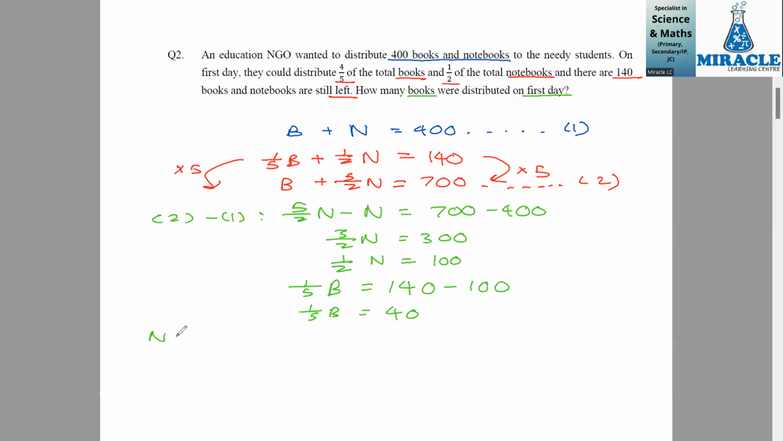So now we can find the number of books distributed on the first day, and this would be 4 out of 5 B, which is equal to 40 times 4, which gives us 160. So this is your final answer for question 2.